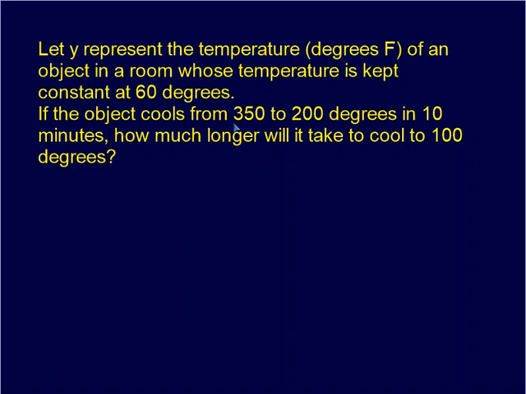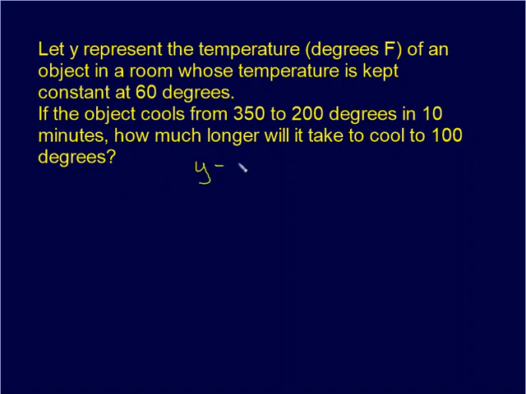Now, 350 degrees, that's a common temperature to bake something in your oven at. So let's say you took something out of your oven at 350 degrees, and now after 10 minutes, it's cooled all the way down to 200 degrees. The question, though, at the end is how much longer will it take to cool all the way down to 100 degrees?